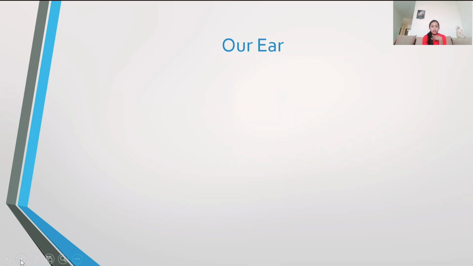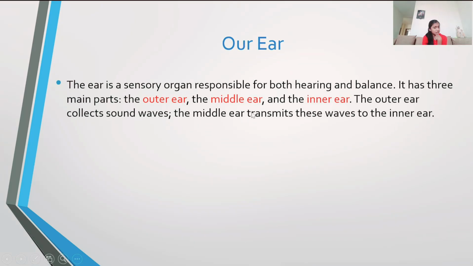Today we are gonna see about the ear, that means about the human ear. So let us start. So first we're gonna see about our ear. Ear is a sensory organ responsible for both hearing and balance. So with the help of ear, we can hear something and also it maintains the balance of the pressure. Okay, so it has three main parts: the outer ear, the middle ear, and the inner ear.